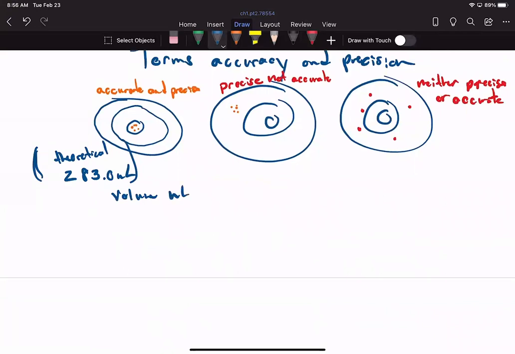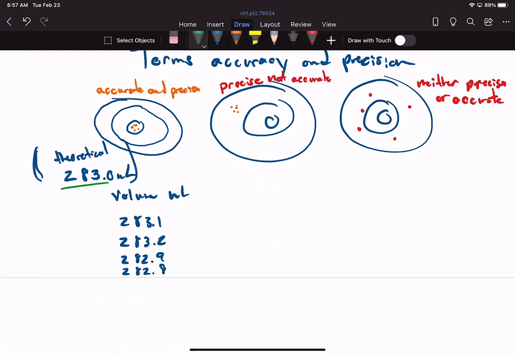And I take some measurements, and I got 283.1, 283.2, 282.9, 282.8. I would consider this pretty accurate, pretty precise, that I'm very close to 283.0.